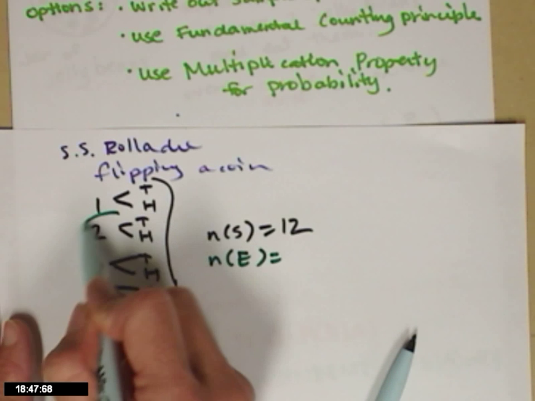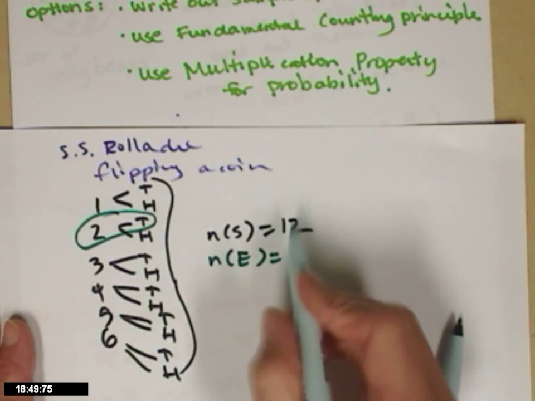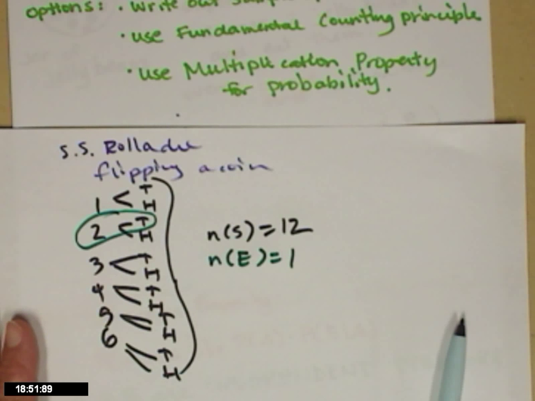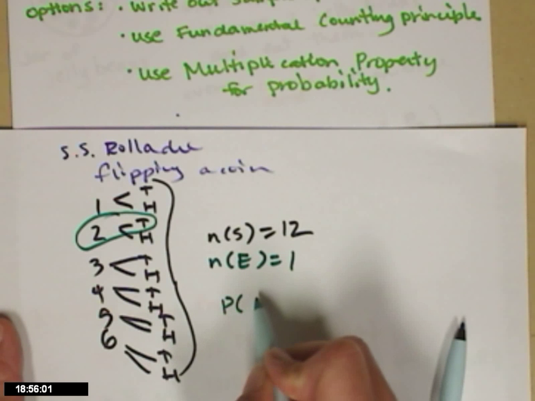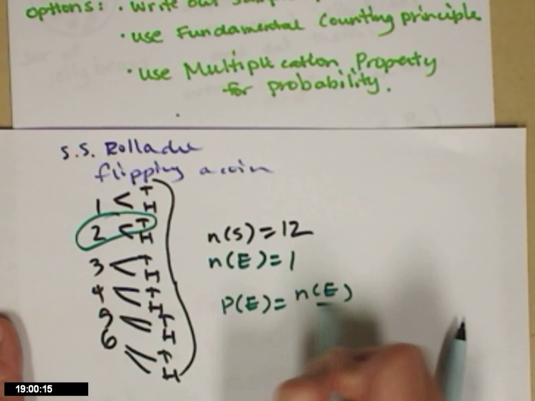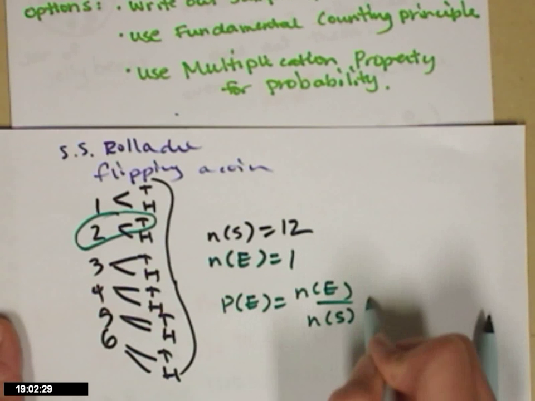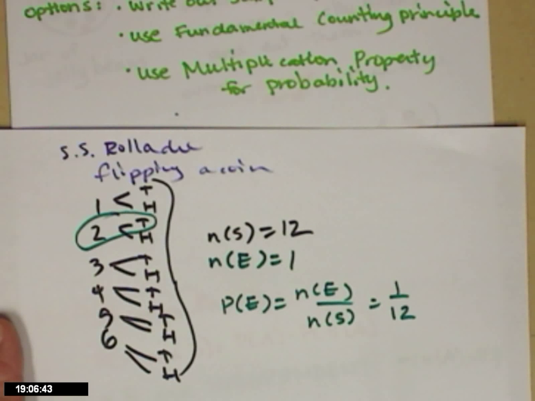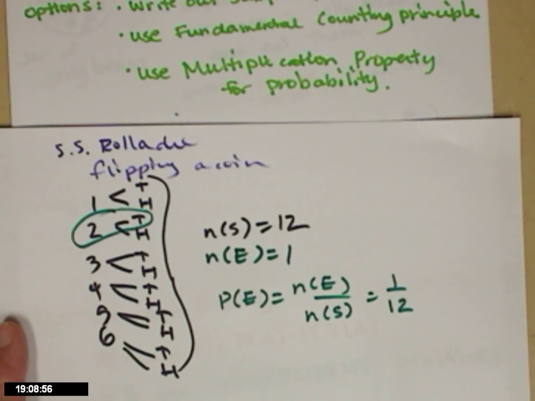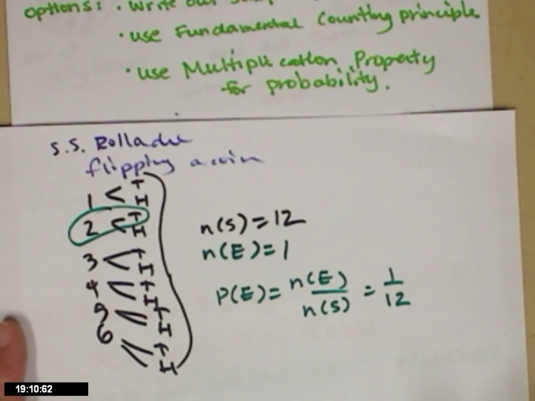Tails and 2, that's that one right there. And how do we make a probability again? Right, it's that ratio, n of E over n of S, so 1 over 12. Okay, so that's how we do it by writing out the sample space.